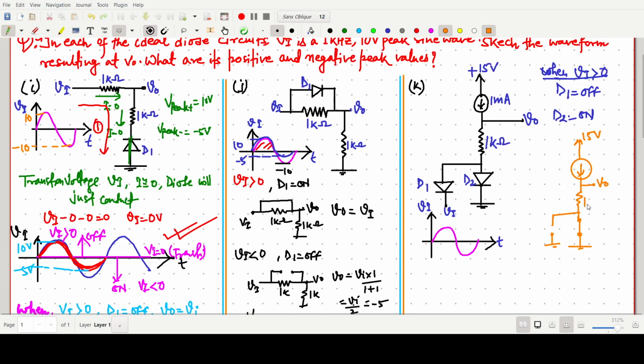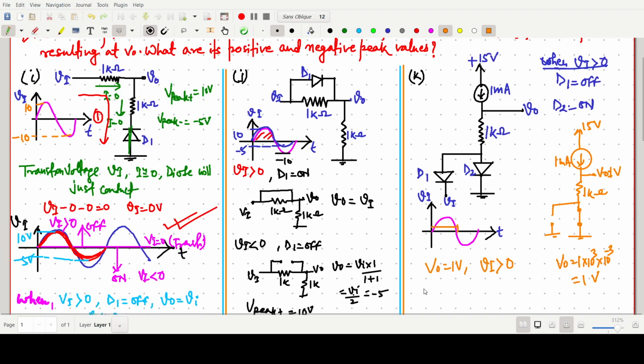So this one is 1 kilo ohm and 1 milliampere. So V naught will be 1 kilo ohm into 1 into 10 to the power 3, into 10 to the power minus 3 ampere. So it should be 1 volt. So V naught will be 1 volt when Vi is greater than 0. So this one is the condition. If Vi is greater than 0, it should be 1 volt. It's like this. Now the second case, when Vi is less than 0.